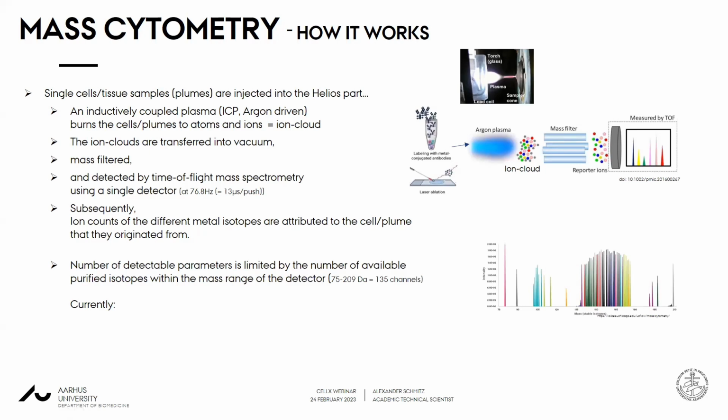That means the number of detectable parameters is currently limited by the number of available purified isotopes within the mass range of the detector. The mass range of our detector is from 75 to 209. That means in principle, we could use 135 different markers. Currently, we can use about 50 markers at the same time in suspension mode, and in the IMC more than 40 markers at the same time. These are the current limits, but it's steadily increasing.